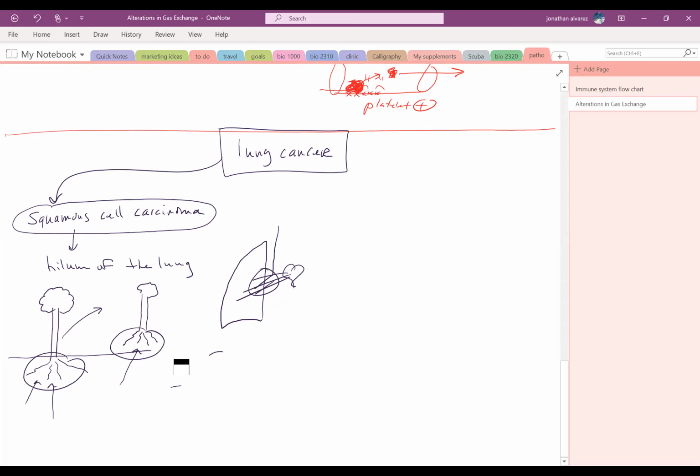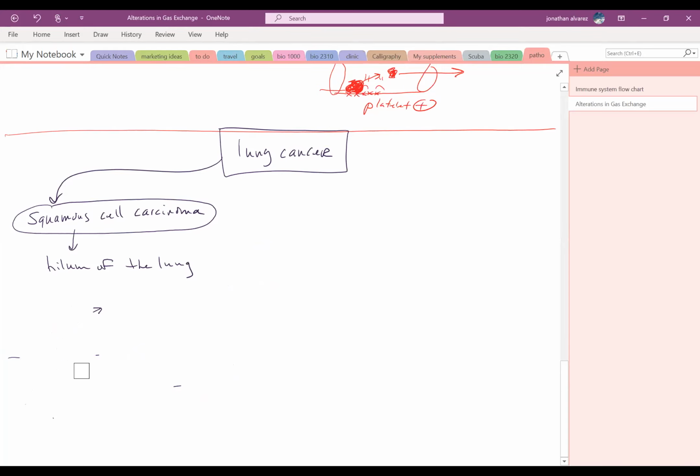So the squamous cell carcinoma typically likes to develop at the hilus of the lung. The most common reason is smoking.